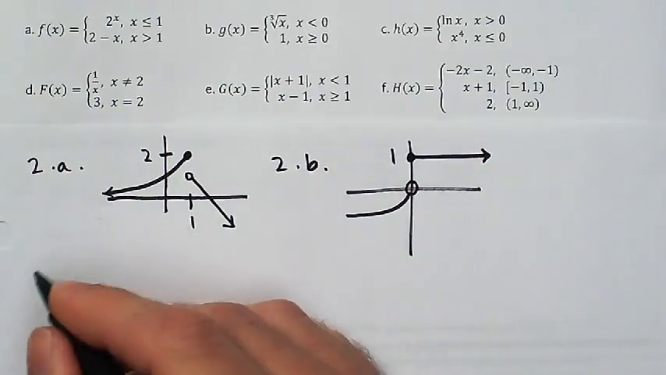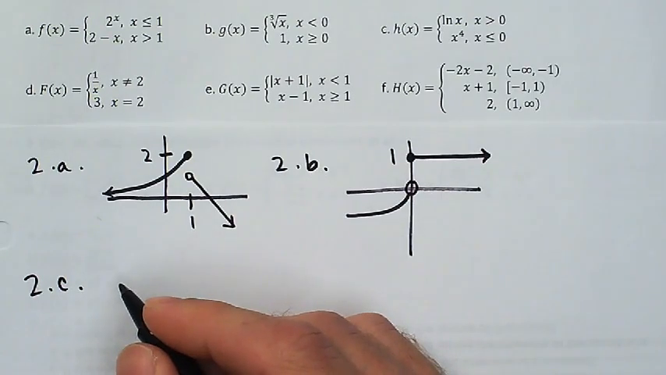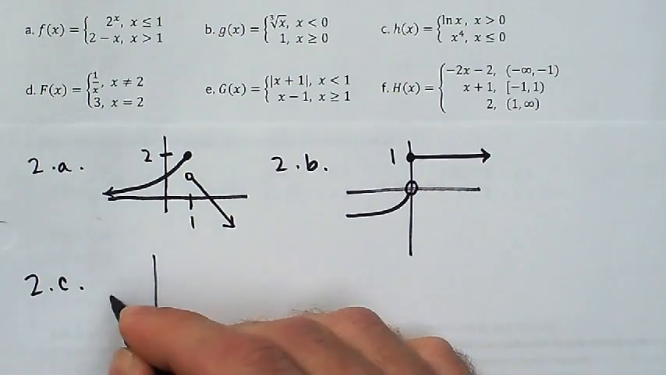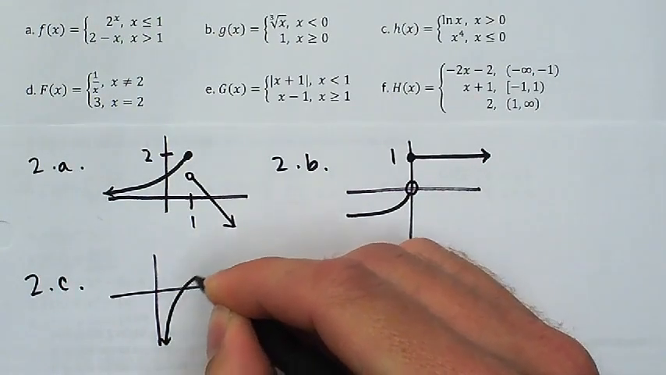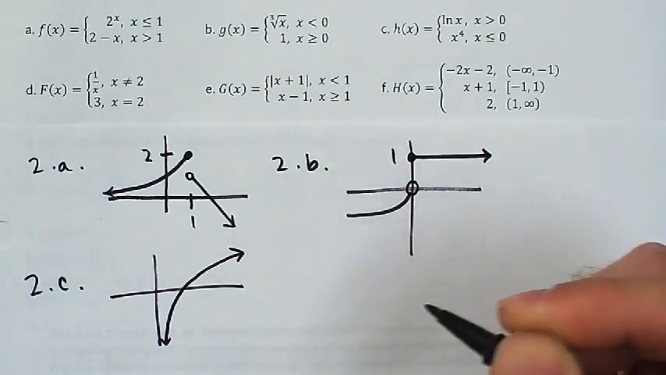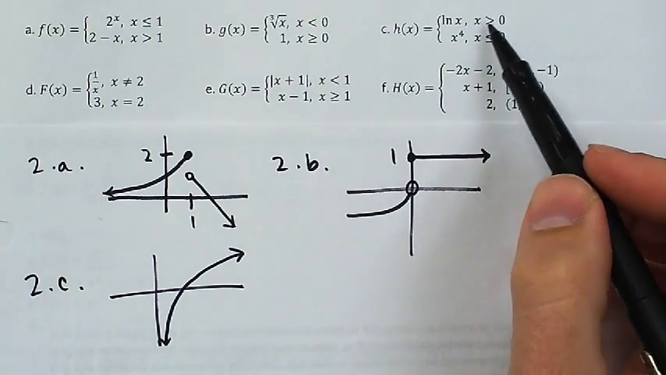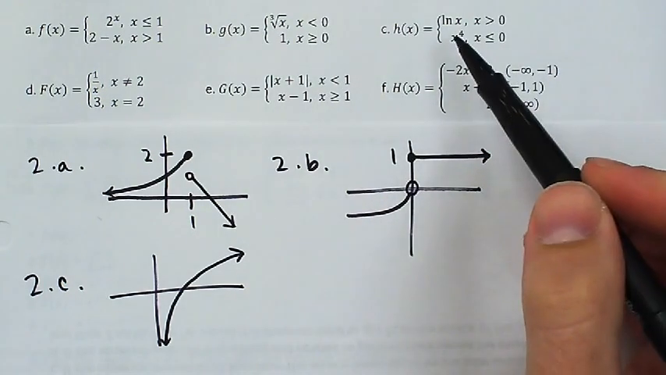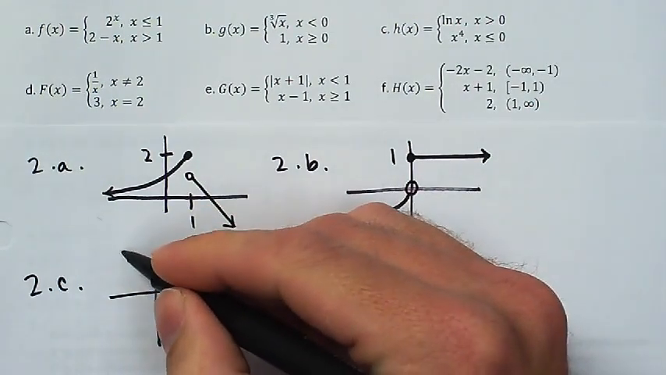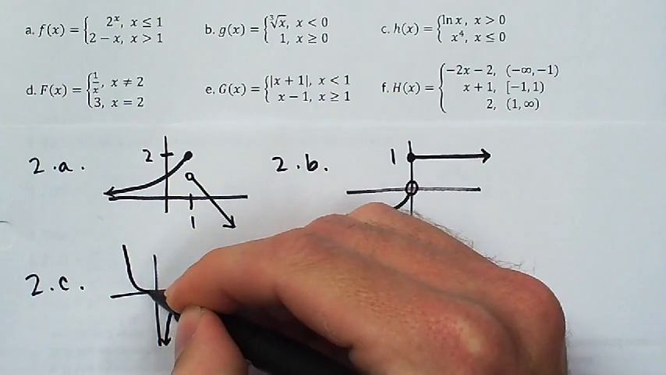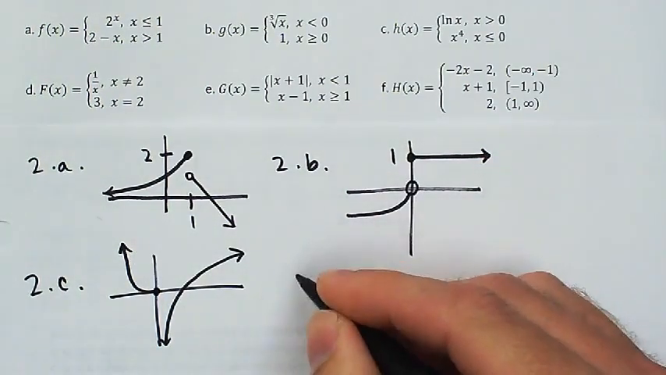For C, h of x is natural log x when x is positive. Okay. Remember, natural log x is the one with a vertical asymptote at the y-axis, and then it really levels off. And that's all x greater than 0. x less than 0, that would be undefined. That wouldn't make any sense. And x to the fourth, when x is less than or equal to 0, well, that looks like a parabola, but it's a little bit more dramatic towards the middle. So maybe I'll draw it like that. And that'll be my sketch.